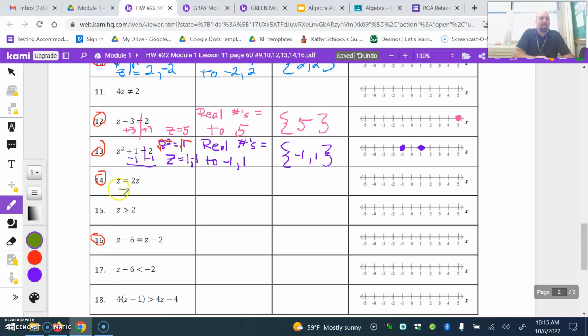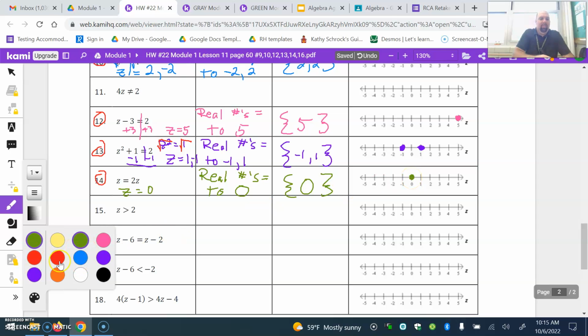0. Z equals 0. So how do I write that? Real numbers equal to 0. Now be careful. This is not the empty set. It's 0. That is an actual number. It is an answer.